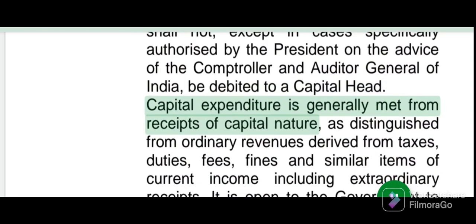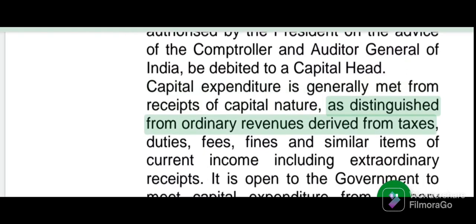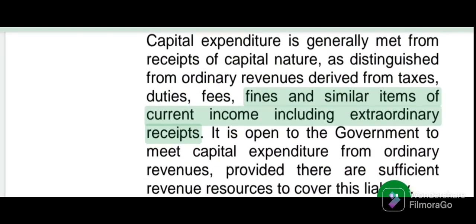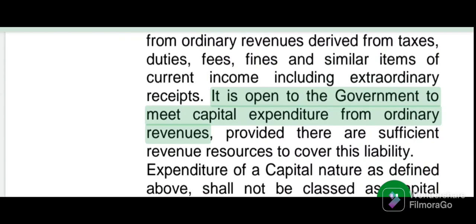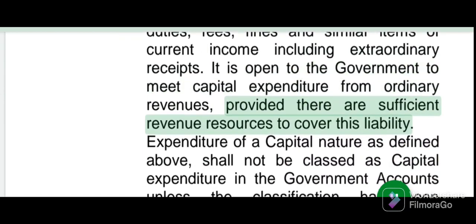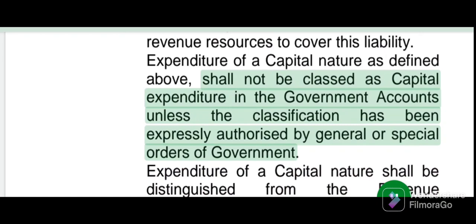Capital expenditure is generally met from receipts of capital nature, as distinguished from ordinary revenues derived from taxes, duties, fees, fines and similar items of current income, including extraordinary receipts. It is open to the government to meet capital expenditure from ordinary revenues, provided there are sufficient revenue resources to cover this liability. Expenditure of a capital nature, as defined above, shall not be classed as capital expenditure in the government accounts unless the classification has been expressly authorized by general or special orders of government.